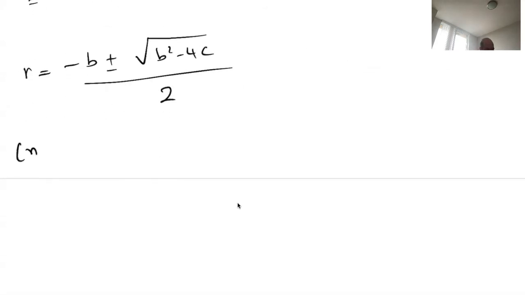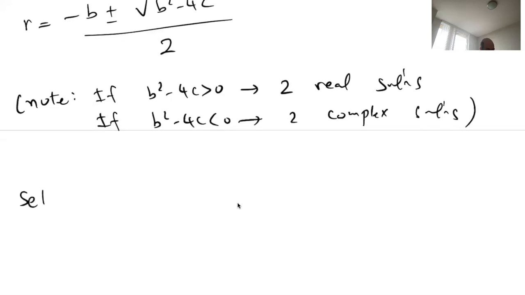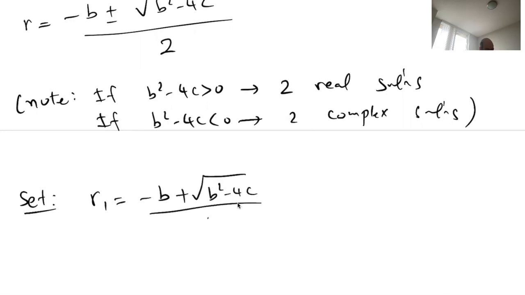So note, if b squared minus 4c is bigger than 0, two real solutions. If b squared minus 4c is less than 0, two complex solutions. So let's set R1 to be minus b plus root b squared minus 4c divided by 2, and R2 equals minus b minus root b squared minus 4c divided by 2.